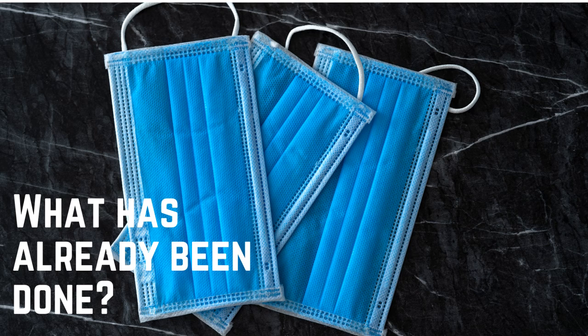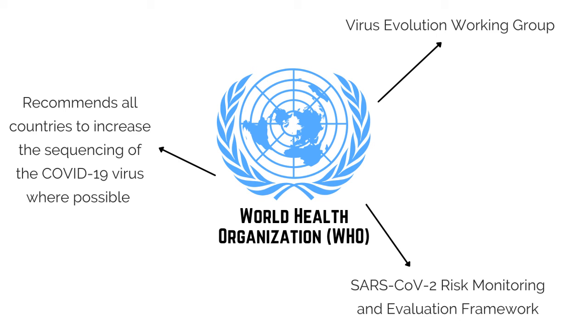of the COVID-19 vaccine. First of all, the World Health Organization has been tracking mutations and variants since the start of the COVID-19 outbreak. This includes a dedicated virus evolution working group that aims to detect new changes quickly and assess their possible impact. Additionally, WHO has recommended that countries increase the sequencing of COVID-19 where possible and share data to help one another monitor and respond to the pandemic.